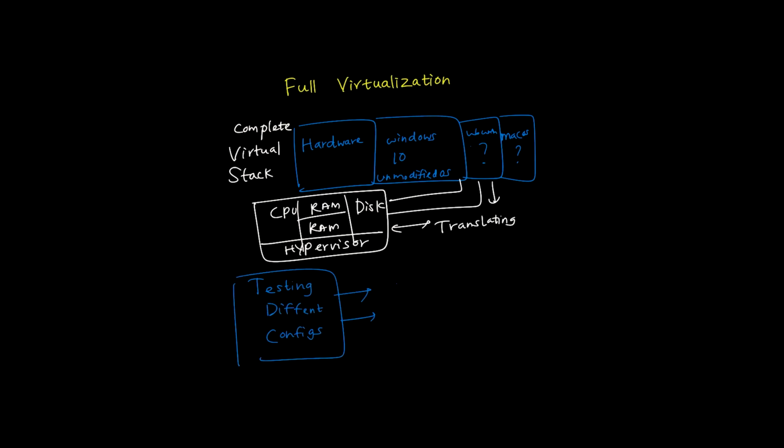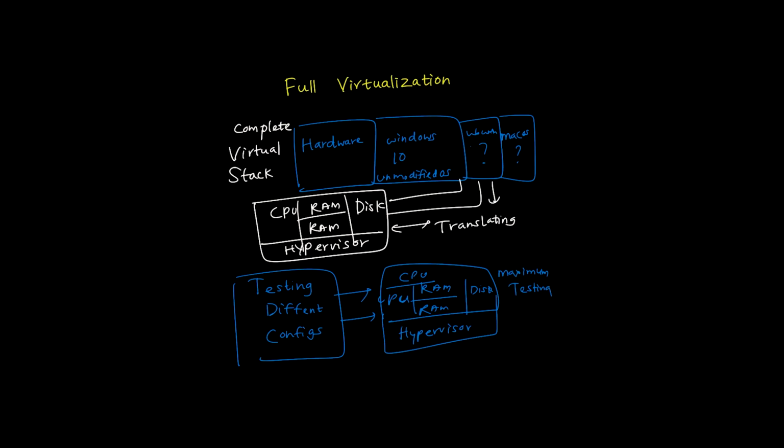This allows testing exact production configurations, different kernel versions, and even different architectures. The hypervisor handles the translation between virtual and physical resources. While there's performance overhead compared to containers, the ability to run any unmodified OS makes it indispensable for comprehensive testing.